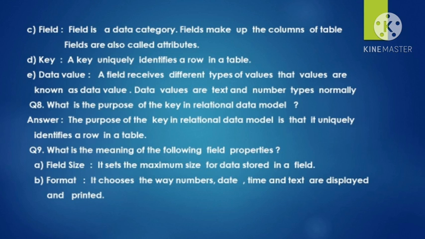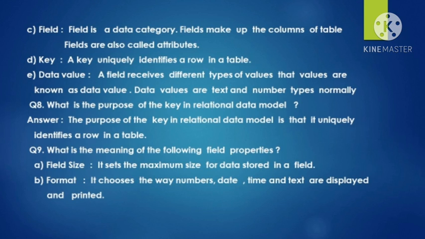Option C. Field. A field is a data category. Fields make up the columns of a table. Fields are also called attributes. Next, D. Key. A key uniquely identifies a row in a table. E. Data value. A field receives different types of values. Those values are known as data values. Data values are normally text and number types.